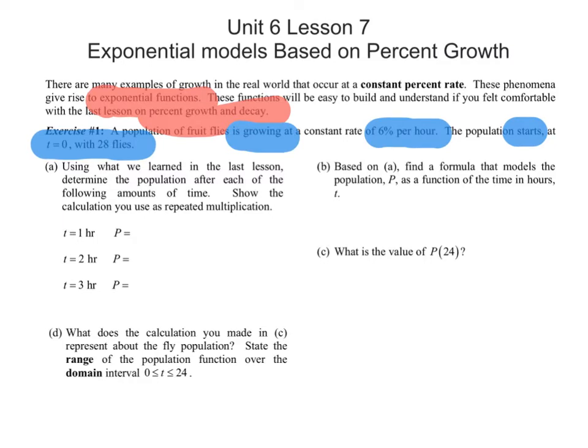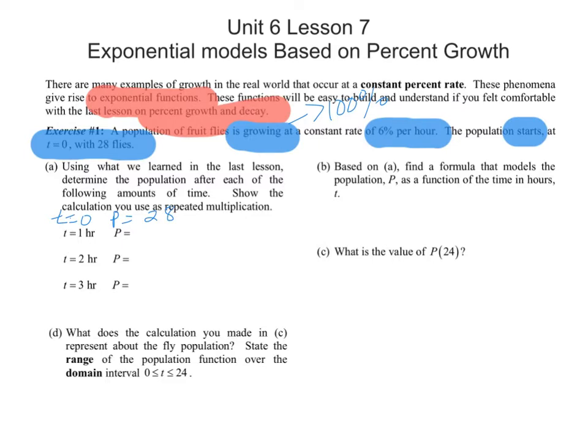Some things I want to talk about real quick. If I'm growing, that means that I have to be greater than 100%. So let's remember that. So let's go ahead to A and let's set this up. It says that my time is going to start with 0 hours. So I'm going to just add that in there. And then I have my population of fruit flies is going to be at 28. This just helps me set up my table.